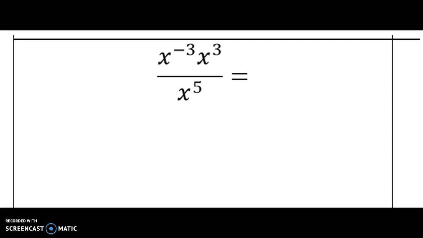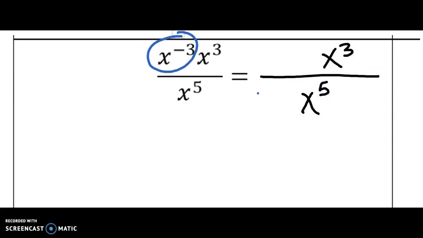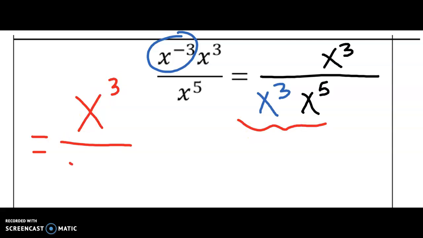All right, so I think you paused the video and done that. So let's do it together. Again, I'm going to keep the x to the 3rd up here and the x to the 5th down here because they're already positive. However, this x to the negative 3, I'm going to bring it to the bottom to make it positive. And I'm going to write it this way. X to the third over, down here, I technically have 8, x to the 8th. And then we're back to that one step dividing, 1 over x to the 5th.